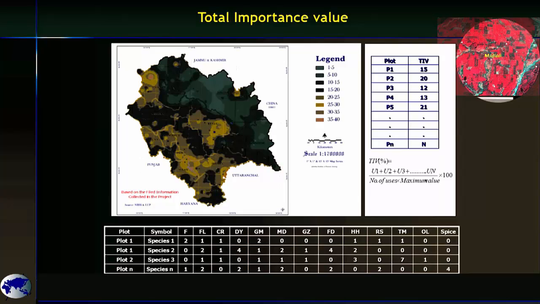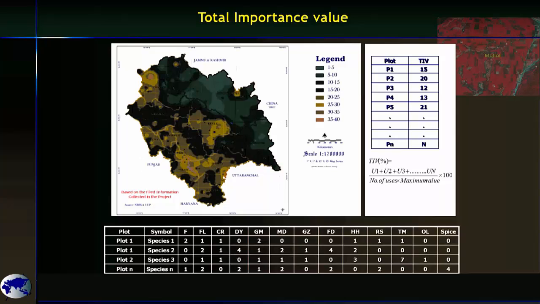From the sample points, for each individual plot, we have calculated the total importance value, and every point will have some value. And from that value, you can generate the interpolated maps. You can see that this is the area where the density of more important species is possible. And that is only possible when you have a high density of points with certain values.